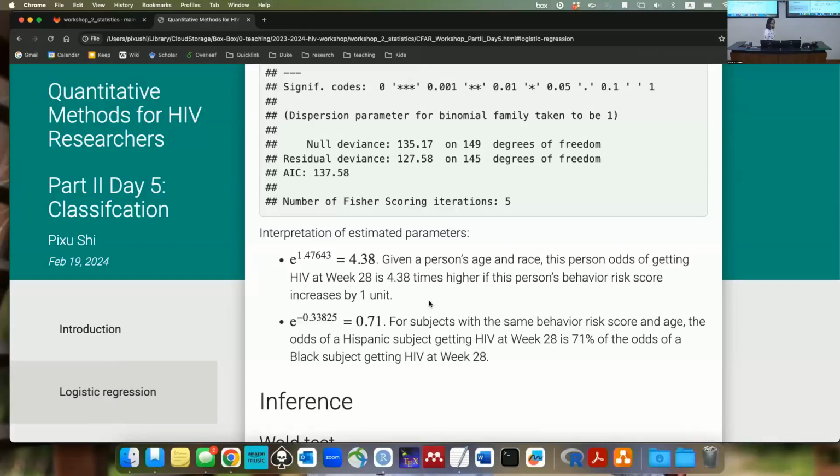In some real world situations, having a probability is not enough. You need to make a decision. Like, do I need to treat this patient or not? Do I need to assign him to some program? Those kinds of decisions will require you to dichotomize your probability into 0 and 1. So that is actually a classification problem.